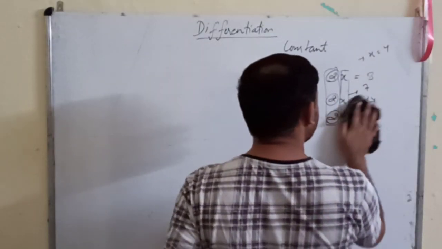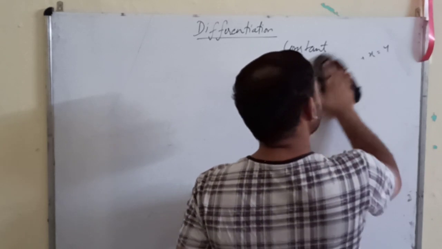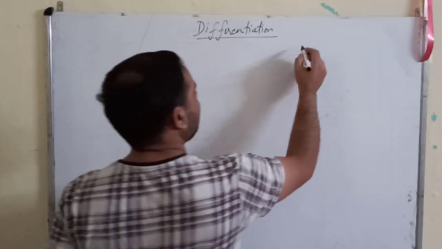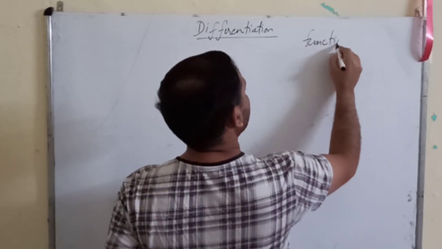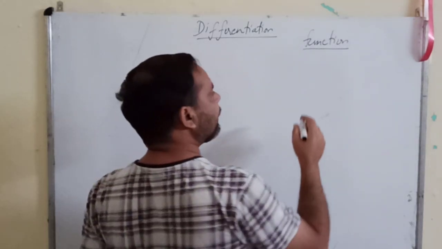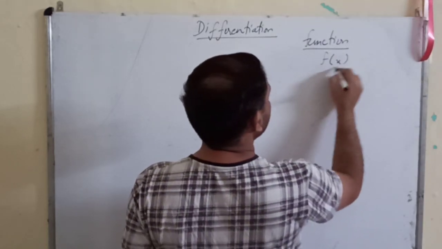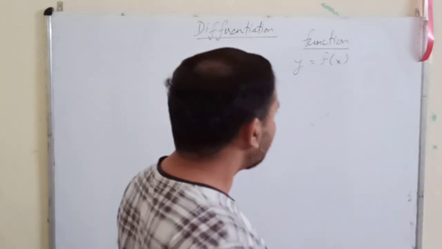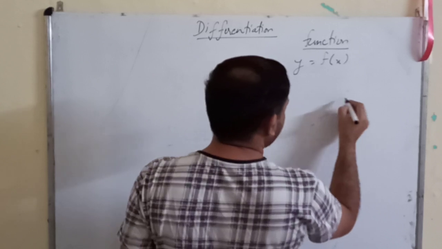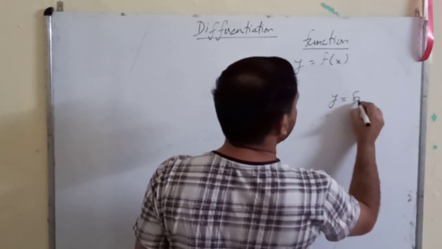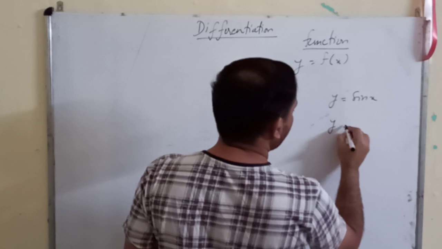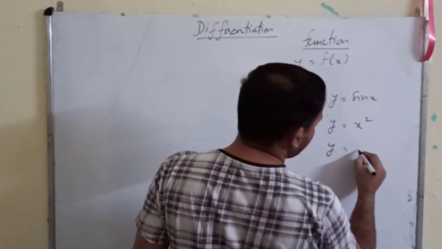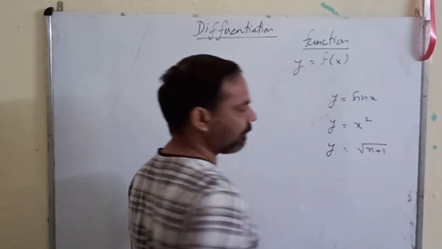Now the next term that comes up is a function. We generally denote a function by f(x). y equals f(x). Suppose y equals f(x) is a function. Now I will give you an example. Like suppose y is equal to sin x, or y is equal to x square, or y is equal to under root x plus 1.